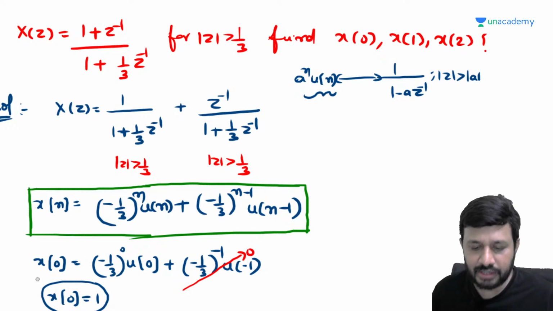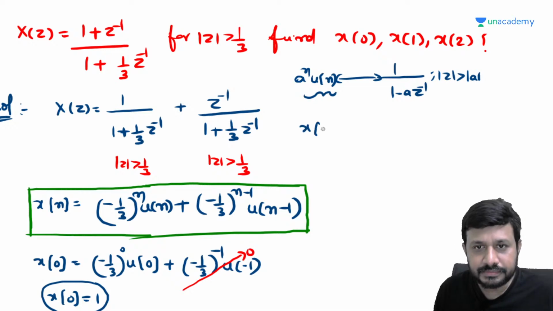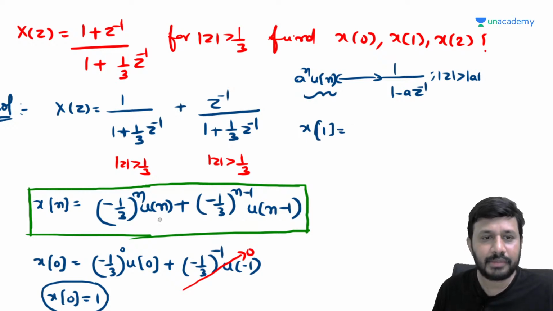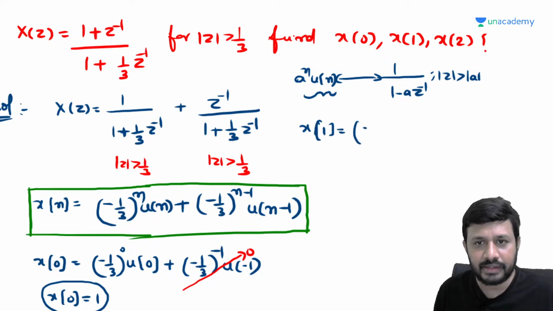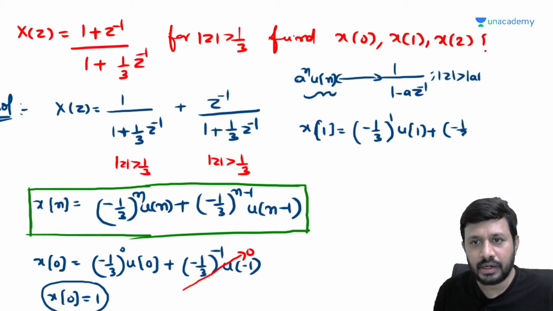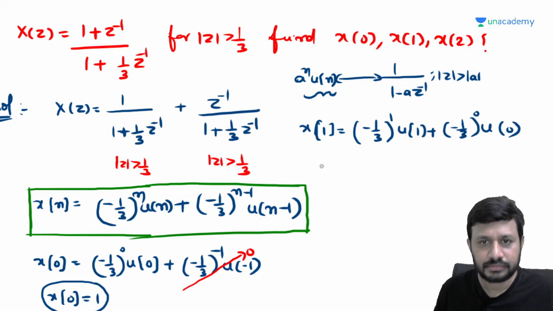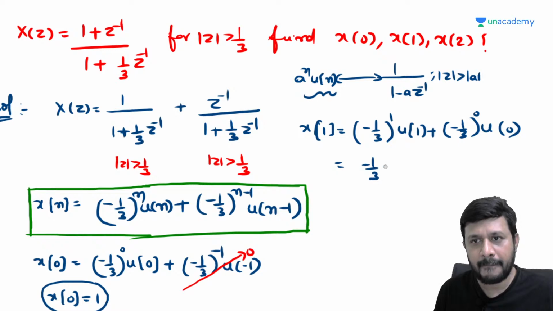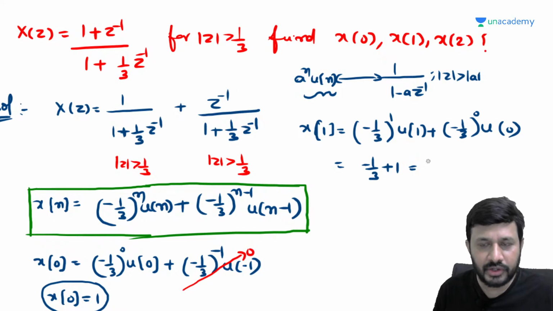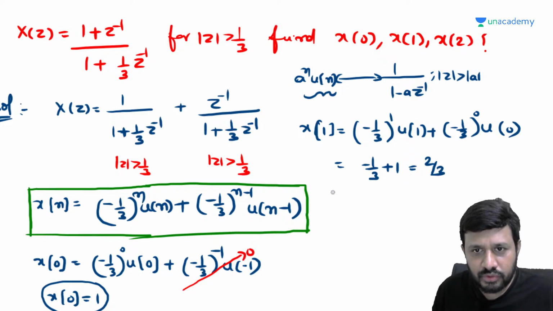X of 1, you tell me. X of 1 means substitute the value of n to be 1: minus 1 by 3 whole power 1 into u of 1 plus minus 1 whole power 0 into u of 0, which is minus 1 by 3 plus 1. How much are you going to get? 2 by 3. Harish, be careful. X of 1 is 2 by 3.